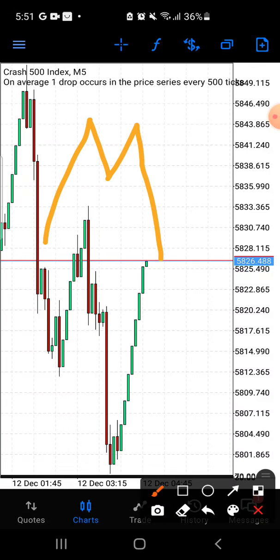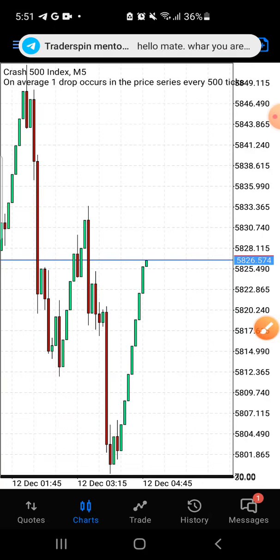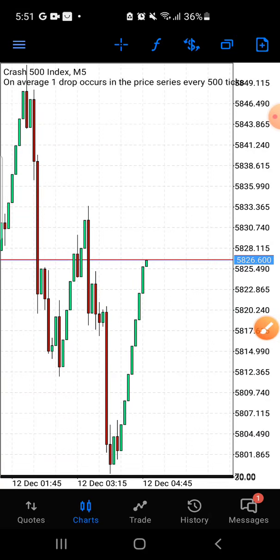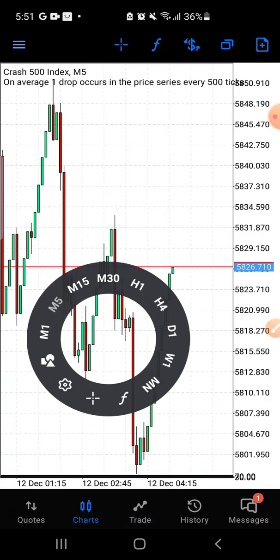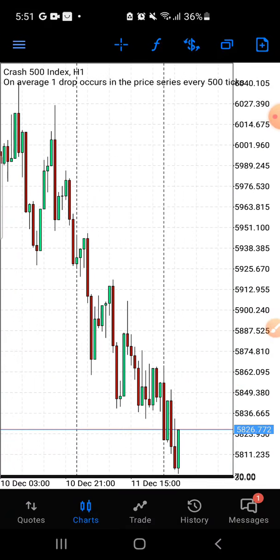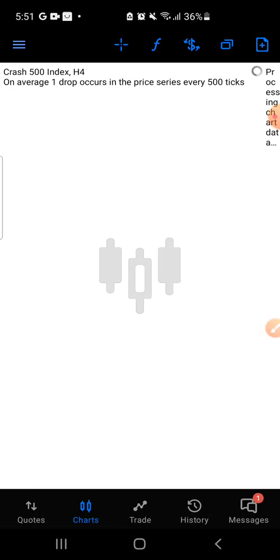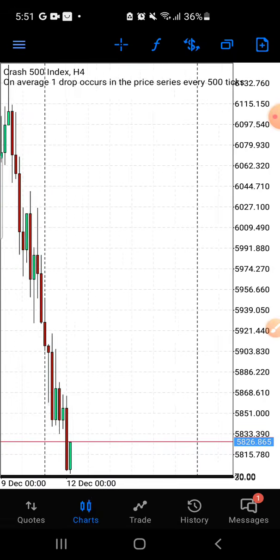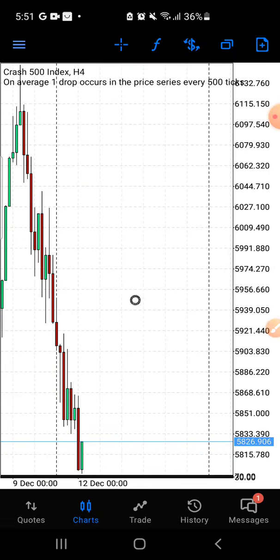If the price is selling on a higher time frame, I should be looking for this double top on a lower time frame. If the price is buying on a higher time frame, I should be looking for a double bottom on a lower time frame, just like the 5 minutes time frame like this. So if I go to a higher time frame like 1 hour, you can see that this price is selling massively to the downside. If I go to 4 hours, you can still see that this price is selling right now. This is the current price action here.